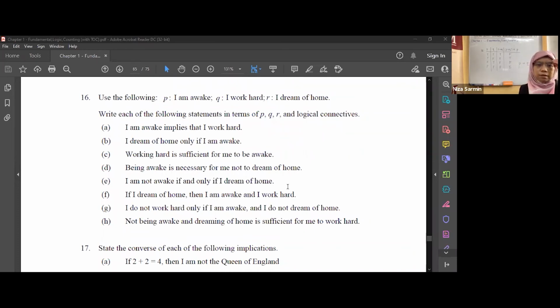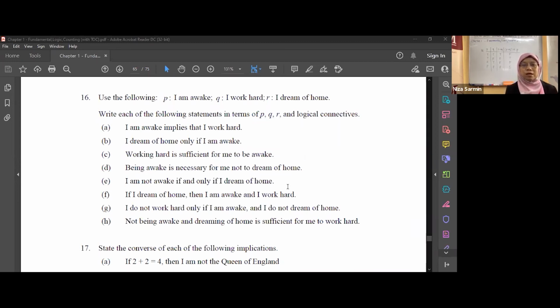All right. I dream of home only if I am awake. So R and P. So the wording changes, and you have to go back and see the notes. Sufficient and necessary, right? Sufficient is P, necessary is Q. P implies Q. So it's just playing with the Q and R and P.